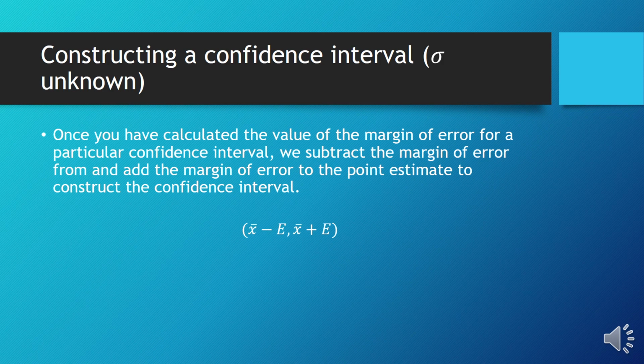This formula should also look similar to you. This is the formula for constructing a confidence interval whenever you do not know the population standard deviation. So if you're constructing these confidence intervals by hand instead of using the calculator, this is the formula that you would use. The left endpoint would be the sample mean minus the margin of error. Your right endpoint would be the sample mean plus the margin of error. Again, our sample mean X bar is our point estimate, and E is our margin of error.